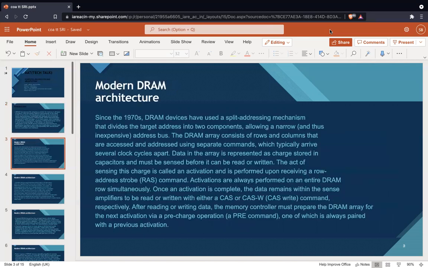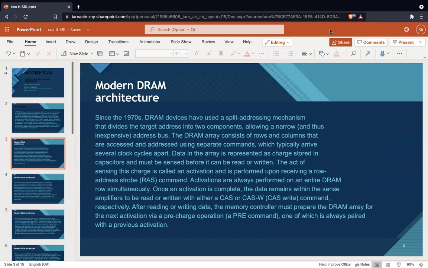Modern DRAM architecture. Since the 1970s, DRAM devices have used a split addressing mechanism that divides the target address into two components, allowing a narrow and thus inexpensive address bus. The DRAM array consists of rows and columns that are accessed and addressed using separate commands, which typically arrive several clock cycles apart. Data in the array is represented as charge stored in capacitors and must be sensed before it can be read or written.